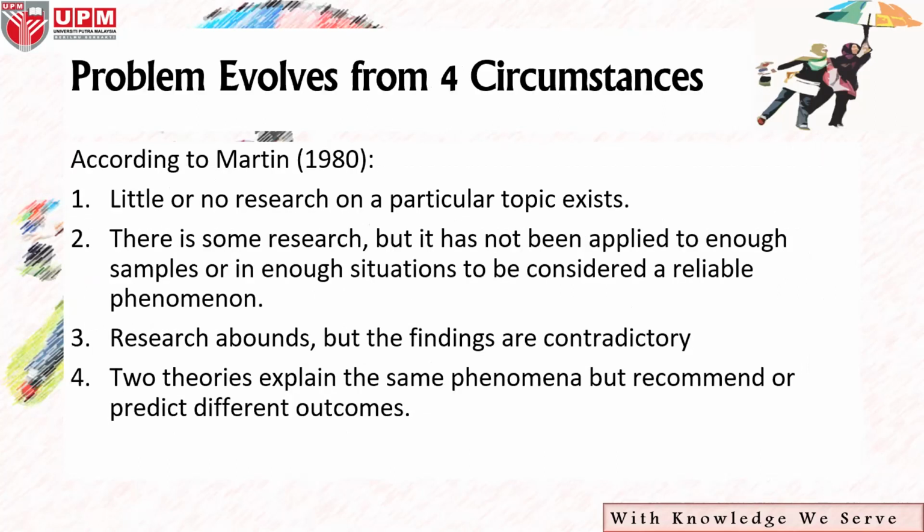Okay. This is another recommendation by Martin. Martin 1980 proposed that the problem can evolve in 4 circumstances. First, little or no research on a particular topic. Yang ni sama macam yang saya dah address tadi. Second, there is some research but it has not been applied to enough samples or in enough situations to be considered a reliable phenomenon.